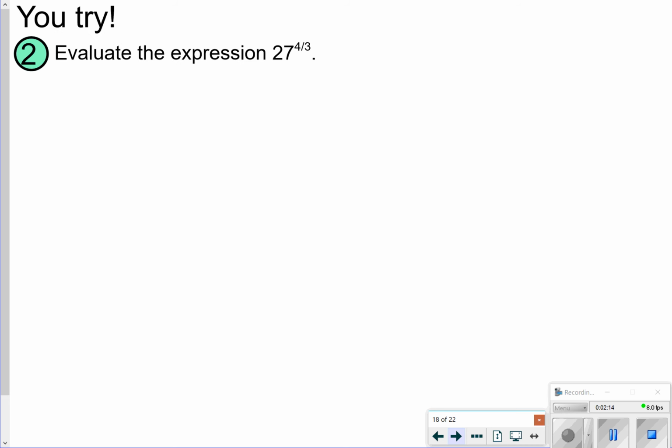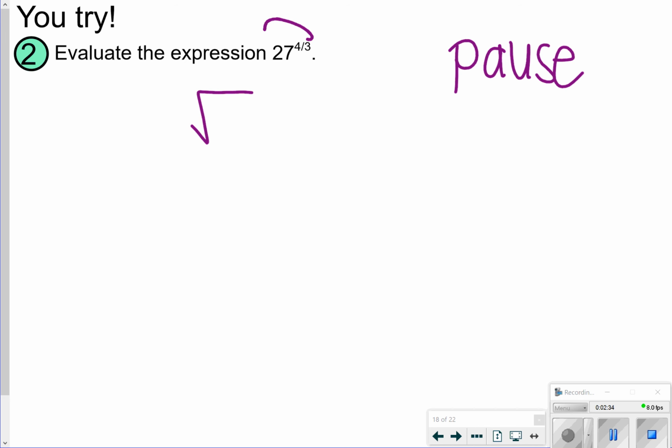So what I'm going to get you to try is this one on your own. Maybe go ahead and write it in the radical form using your radical symbol, and then evaluate that. Let's pause here so you can try number 2, and once you're done, click play.